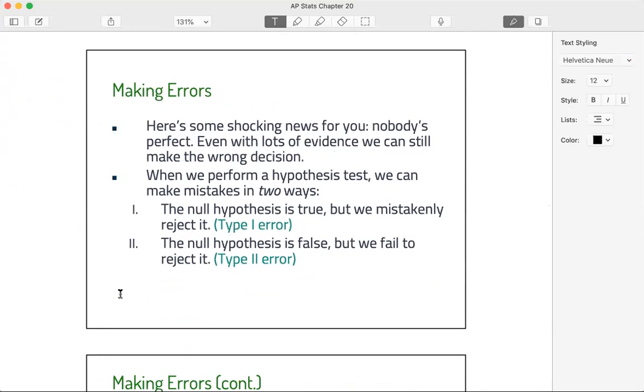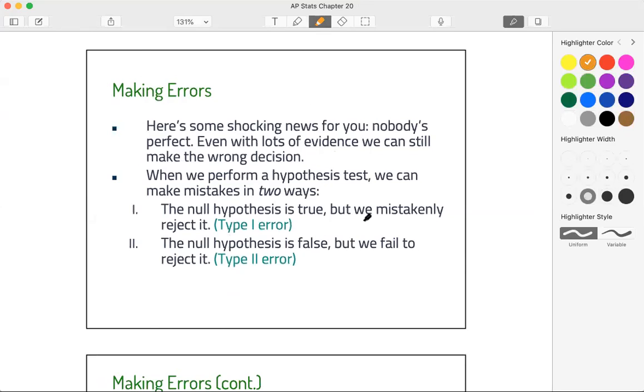Now, here's some shocking news for you. Nobody's perfect. Even with lots of evidence, we can still make a wrong decision. So when we perform a hypothesis test, we can make mistakes in 2 ways. Way number 1: the null hypothesis is true, but we mistakenly reject it. We're going to call that a type 1 error. Or the null hypothesis is actually false, but we fail to reject it. That's a type 2 error.